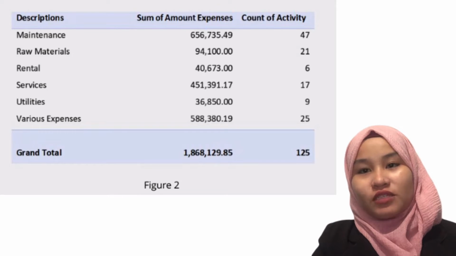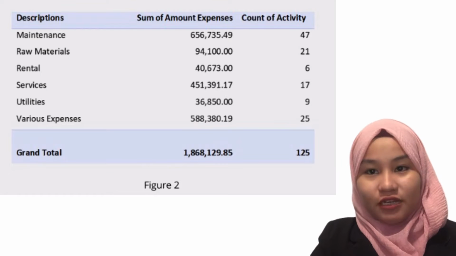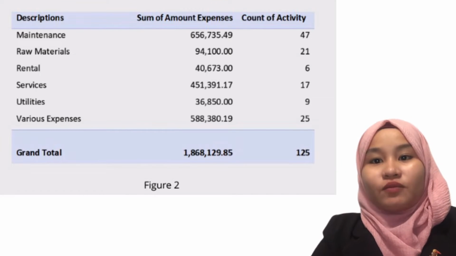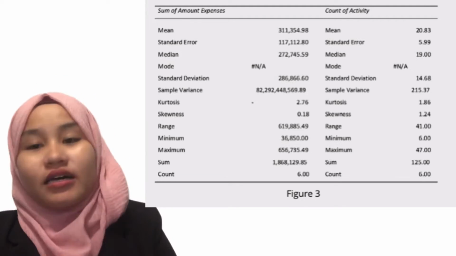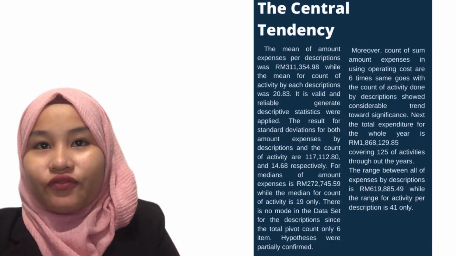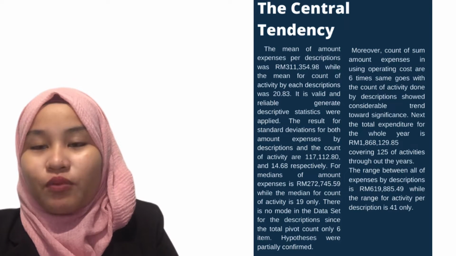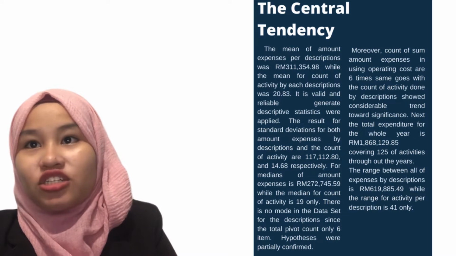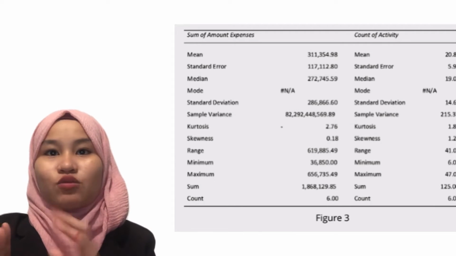But before that, I would like to explain further for figure 2, which shows our pivot table that identifies the descriptions and total amount of expenses and also total activities by each description. So here, from the pivot table, we generate the descriptive statistical methods from data analysis. So we can see the central tendency. The mean of amount of expenses per description was 311,354.98, while the mean for count of activity by each description was 20.83. So it is valid and reliable generic descriptive statistics were applied.